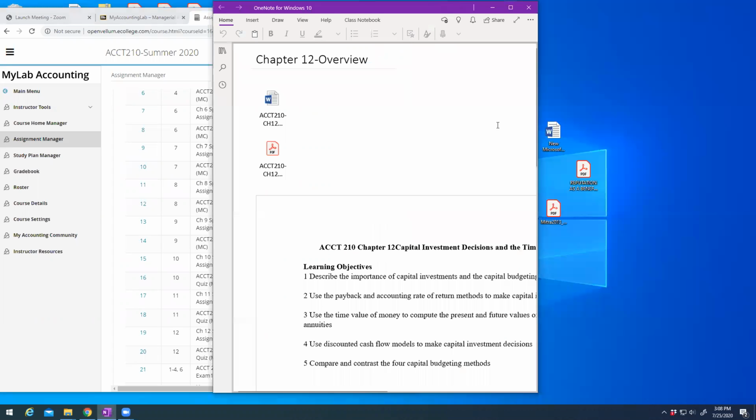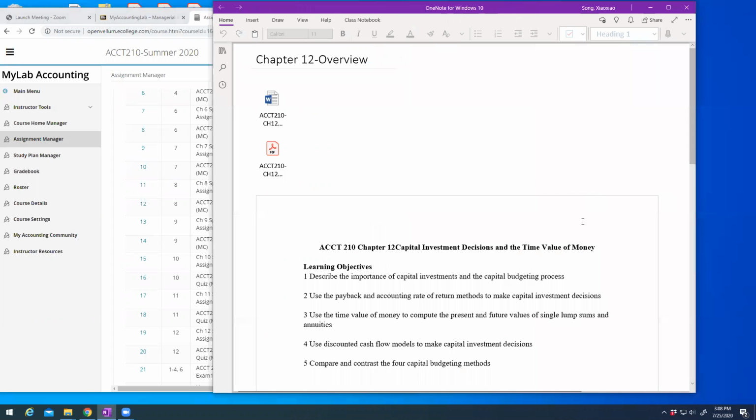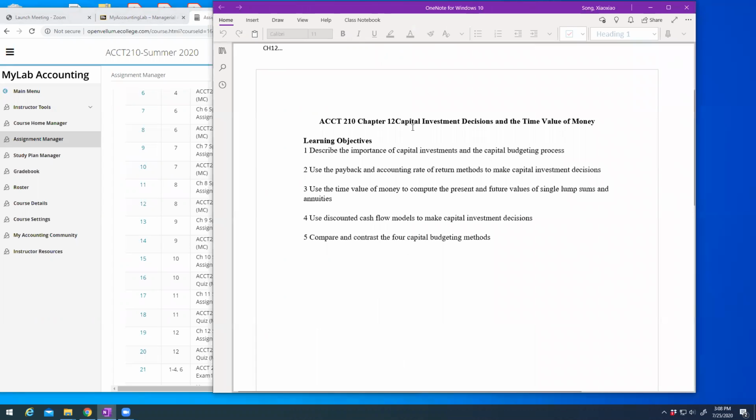Chapter 12 is basically telling you how to spend the money, right? Capital budgeting, capital investment, and time value of money. It has two main parts. The first is the payback method and the accounting rate of return, ARR. Both of these methods do not think about time value of money. But $1 today is worth more than $1 next year, because money will generate money for you. So it's not right to ignore the time value of money. We have to take that into consideration.